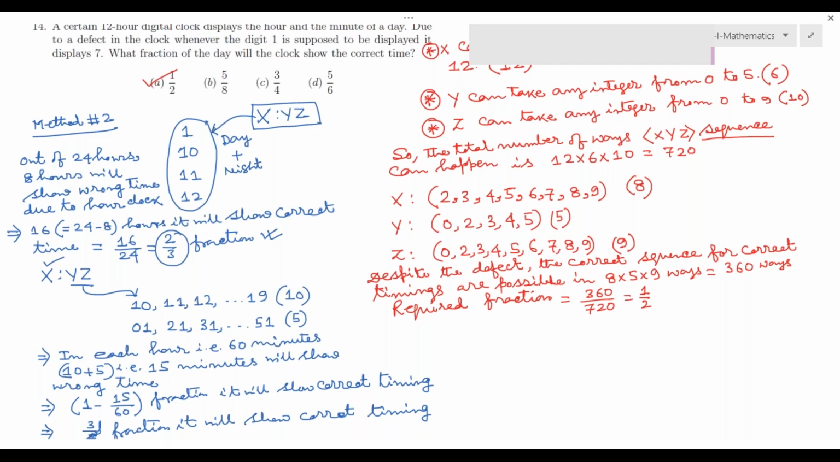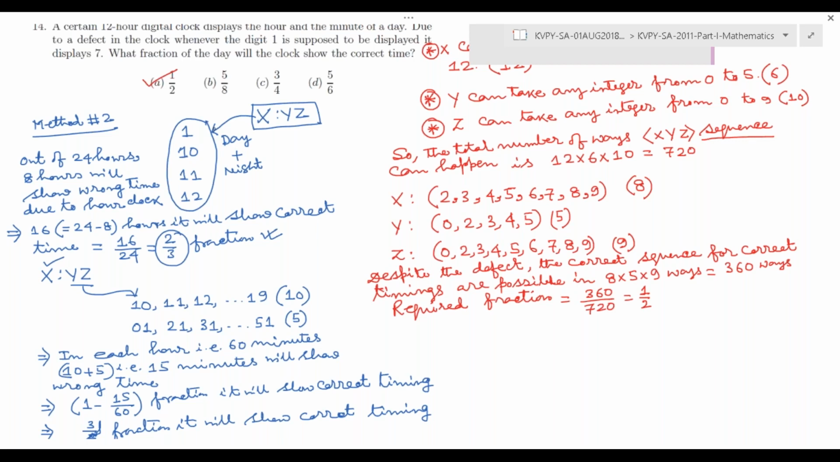So that means due to the hour clock, it will show the correct time for 24 minus 8 hours, isn't it? And 24 minus 8 is 16. That means out of 24 hours in a day and night, due to the malfunctioning of the hour digit, it will show the correct timing 16 hours. So what is the fraction? 16 by 24, which is 2 by 3. So 2 by 3 is the fraction of an hour. That means in any hour, 2 by 3 is the probability that it will show the right time. If I give the flavor of probability a little bit here, out of any hour, 2 by 3 hours, it will show correct time due to the hour clock.